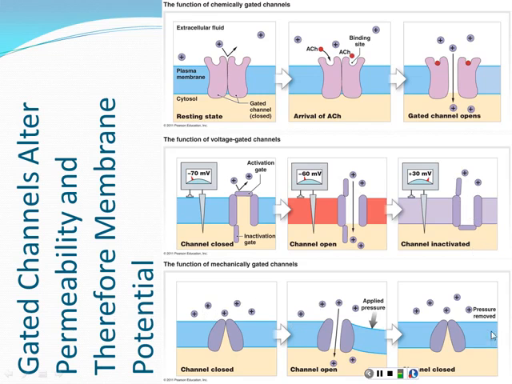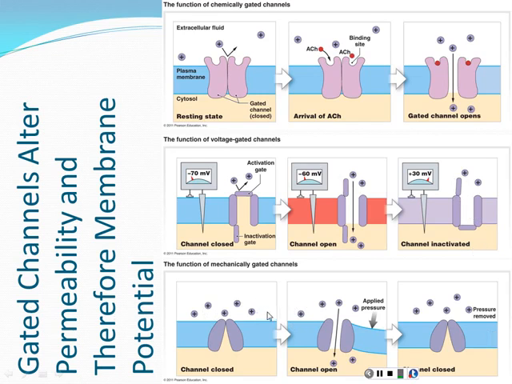And then the last kind of gated channels are mechanically gated channels. So, how do we sense touch? What touch does is it deforms the membrane. So we have these cells in our skin that, obviously, have cell membranes like all the others.